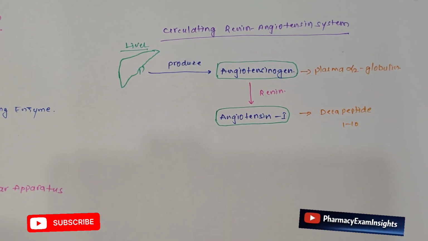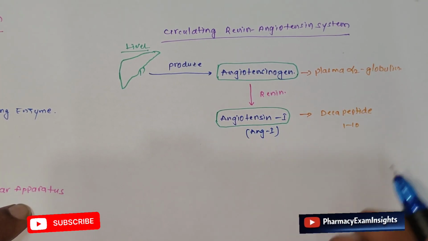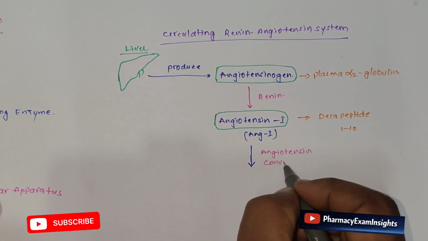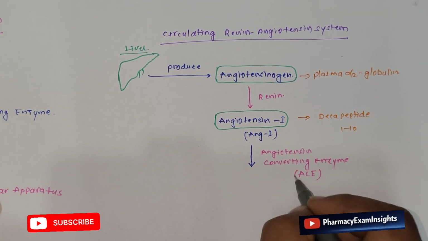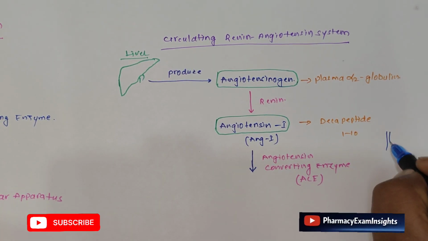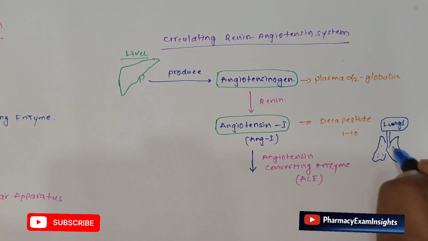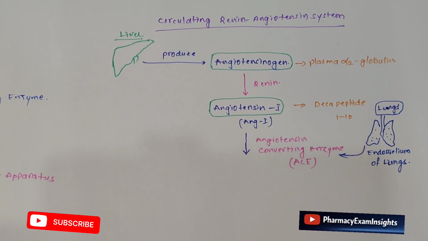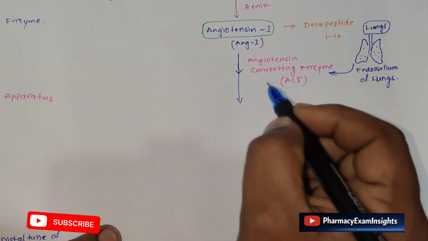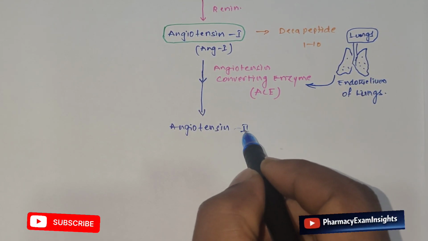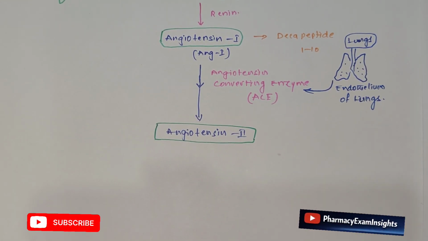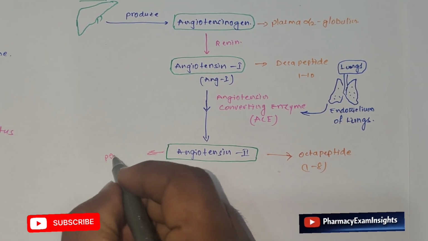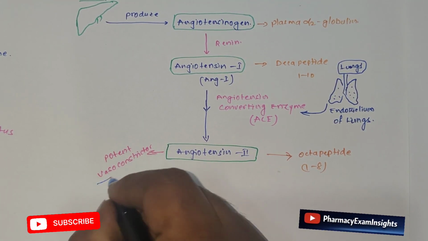Next, here comes our third main character of this topic, angiotensin converting enzyme. This will be produced from the endothelium of the lungs. Angiotensin converting enzyme converts angiotensin 1 into angiotensin 2. Angiotensin 2 is an octapeptide. This is a potent vasoconstrictor. The t half of this angiotensin 2 is 15 minutes.